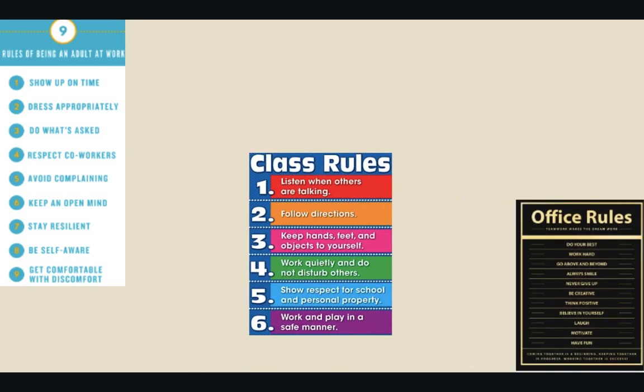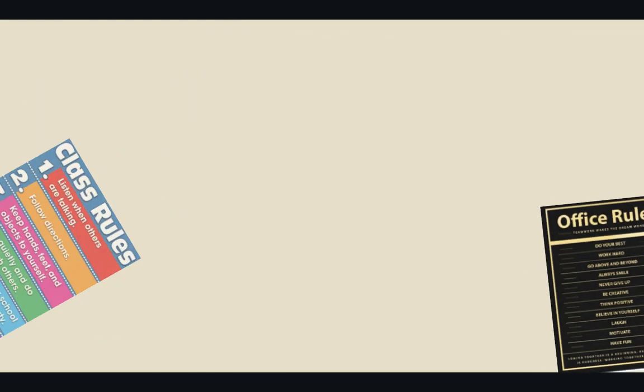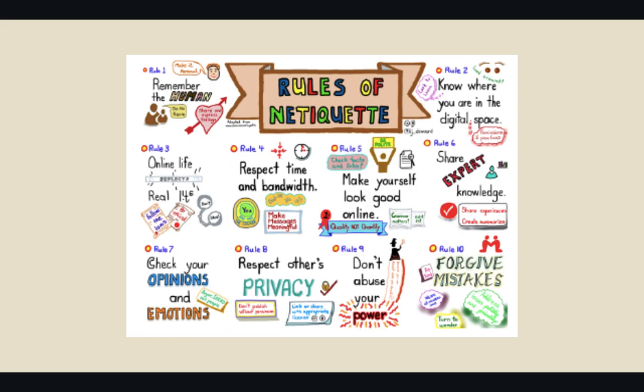So here's just a different example of rules for adults at different jobs. I had the students read these and we talked about it as a class. We made connections because a lot of these are similar. So, if it's similar, does it mean it is more important than others? We had those discussions. And then students went in and created their own rules about what everyone should follow online.